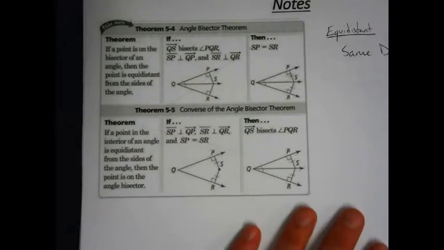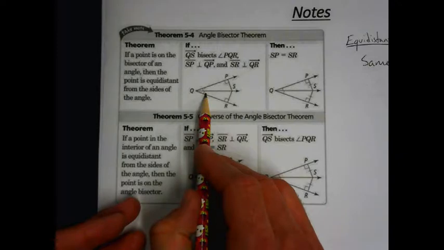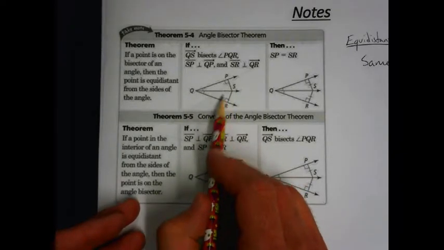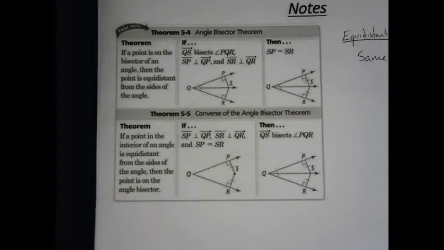It means same distance. But what's going on? If we have an angle bisector, any point on that angle bisector is going to be the same distance to each ray of the angle, okay? And we're going to talk more about that in a second.